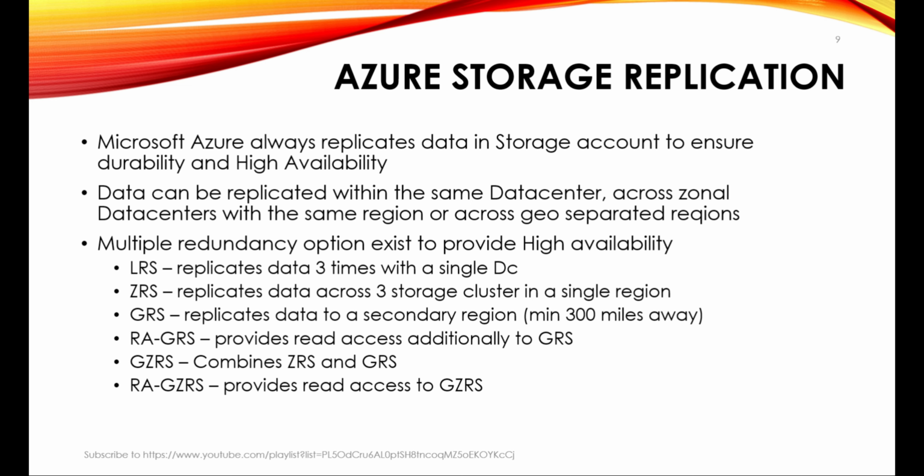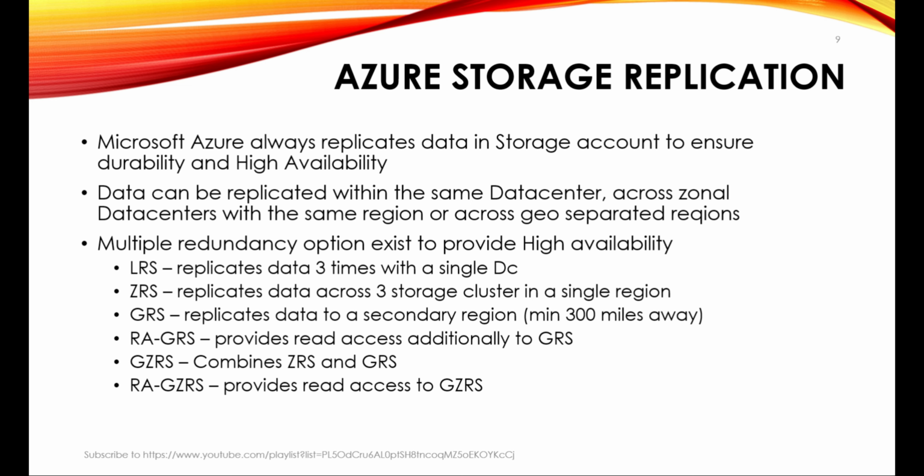All right. Next one is geo zone redundant storage. In short, we also refer to it as GZRS, and it combines the options of ZRS and GRS, that is zone redundant storage and geo redundant storage. This helps in keeping data in three availability zones in the first region, and one in the second region.